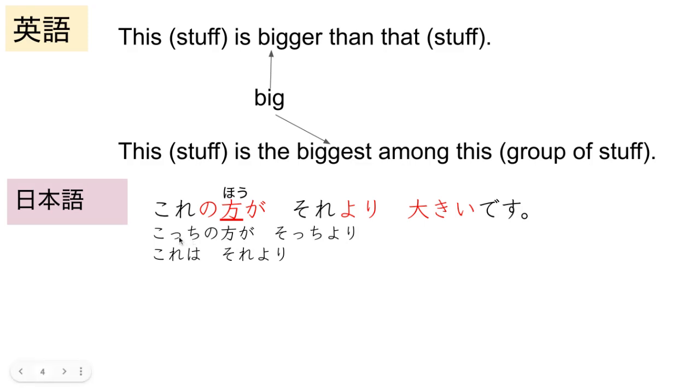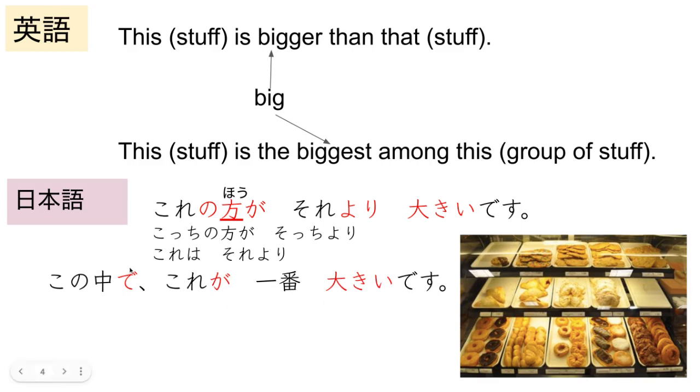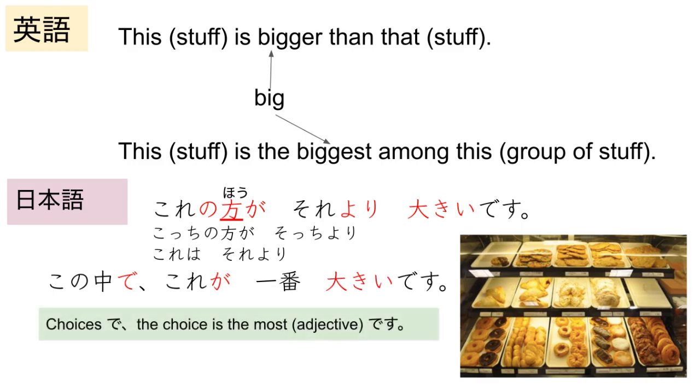Simpler one, more casual form, こっちの方がそっちより大きいです。Even more so, you don't have to put 方が: これはそれより大きいです。That is the simplest way. So to compare among the pastries, この中でこれが一番大きいです。Or you don't even have to put この中で: これが一番大きいです。You already know there are multiple choices. That's how you do it. So make sure you pause the video and try to practice.